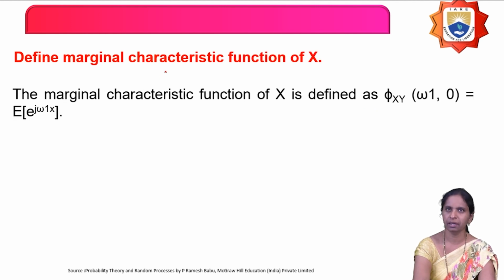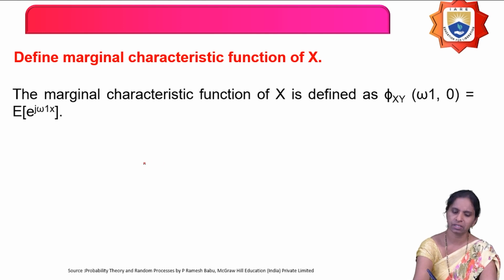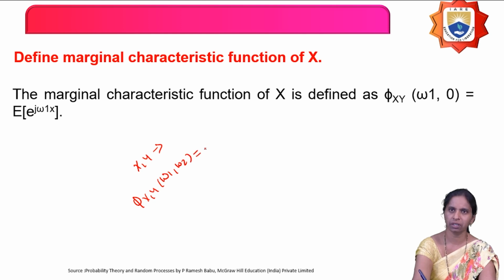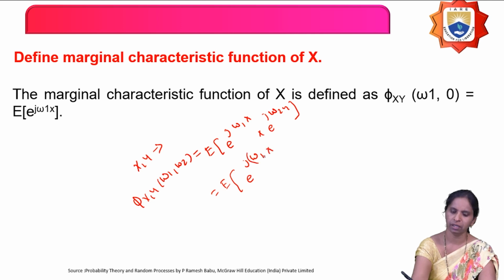Next one is define marginal characteristic function of the random variable x. So what is a joint characteristic function of the two random variables x and y? Phi xy of omega 1 comma omega 2 is nothing but expectation of e power j omega 1 x into e power j omega 2 y. Or else you can write this as expectation of e power j (omega 1 x plus omega 2 y), taking j as common.